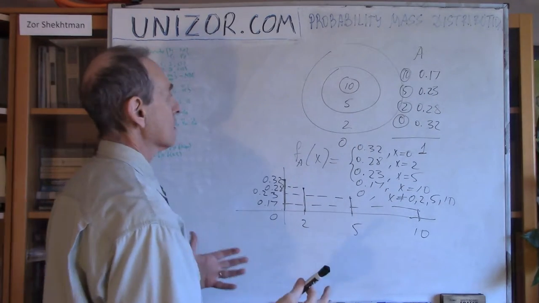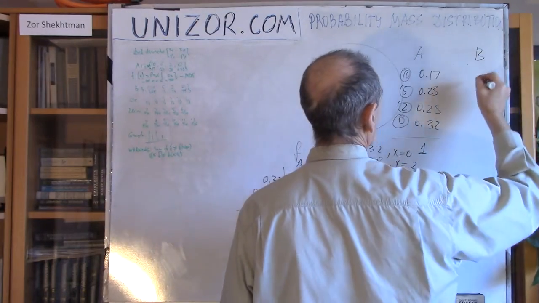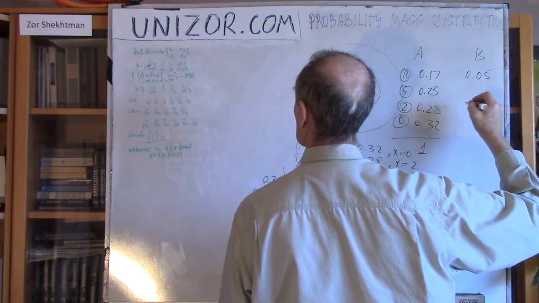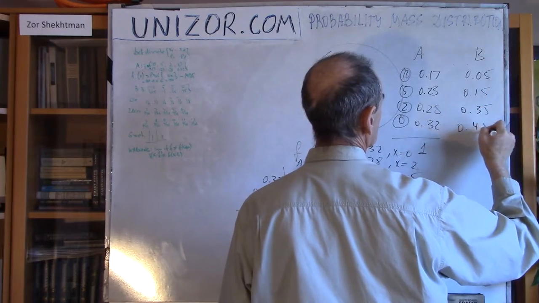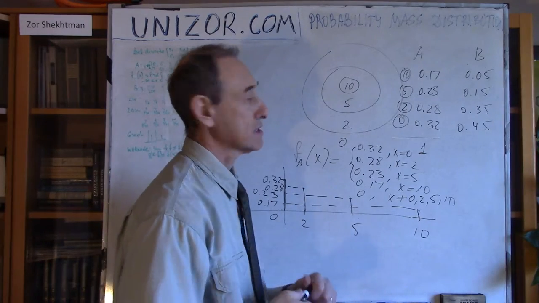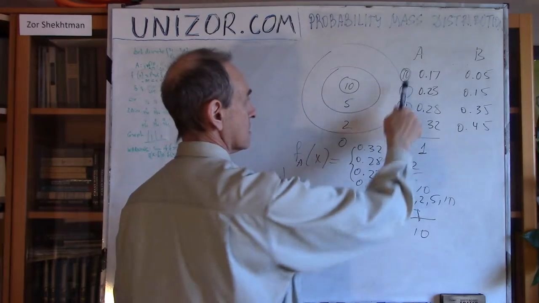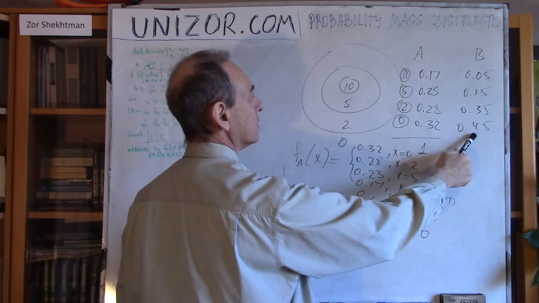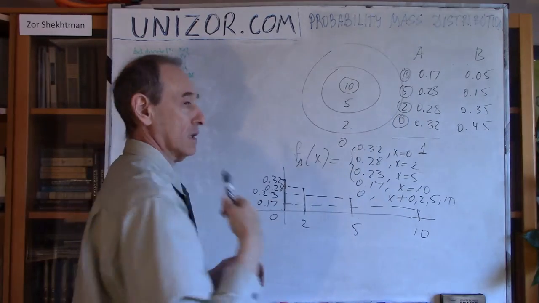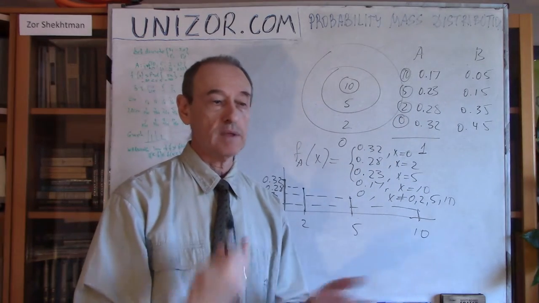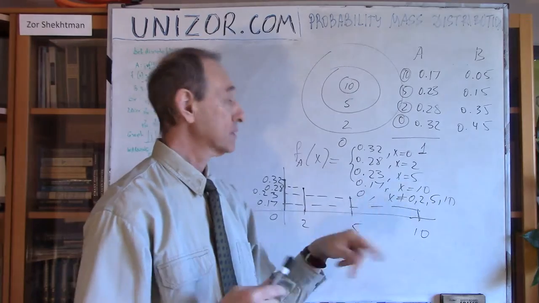Now, if you consider some other, maybe less skillful participant B, he can have 0.5, 0.15, 0.35, and 0.45. Now, why is this guy not as good a sharpshooter? Because the probability to hit 10 is significantly less than this guy. And on the other hand, the probability of completely missing the target is greater. Well, again, this particular guy represents basically another random variable, which takes exactly the same values, 10, 5, 2, and 0, but with different probabilities.